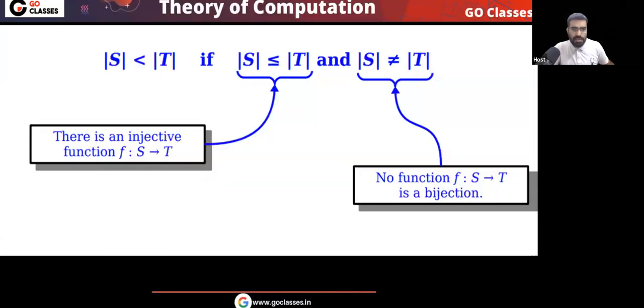You can see that the cardinality of set S is less than the cardinality of set T if and only if they don't have the same cardinality, that means there is no bijection, and the cardinality of S is less than or equal to the cardinality of T, that means there is an injective function from S to T. So this is the definition.